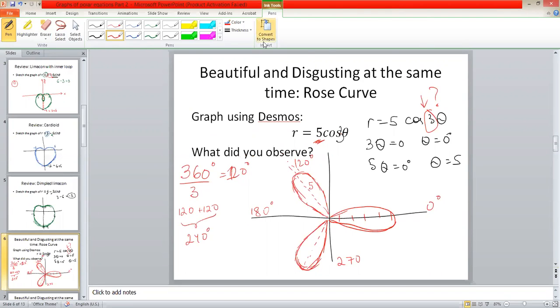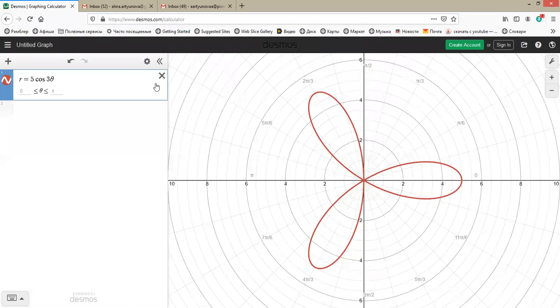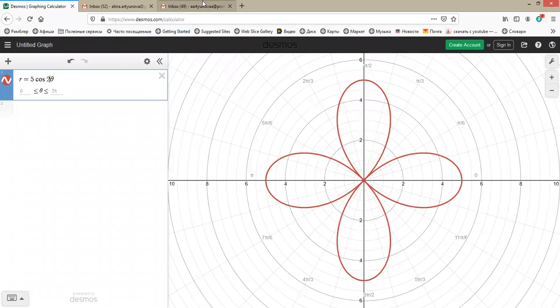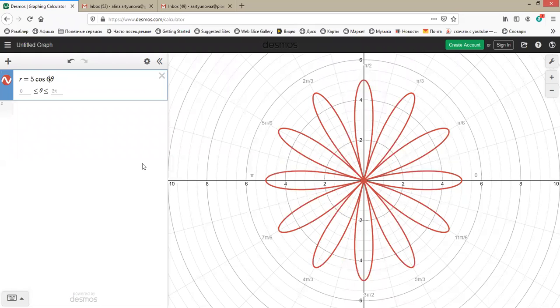All right, I'm going to stop sharing the screen and share my Desmos screen with you. And now let's make observations. What happens when theta is even? So we see cosine of 2 theta produces 4 petals. 6 theta produces, it's hard to count, but I think it's 12, and so forth. Oh, I skipped 4.